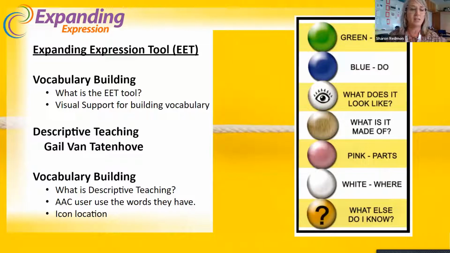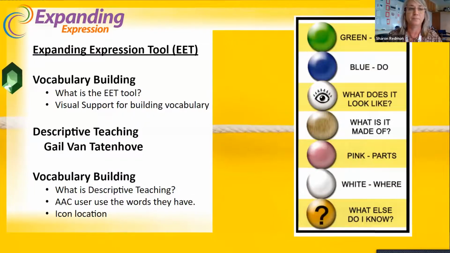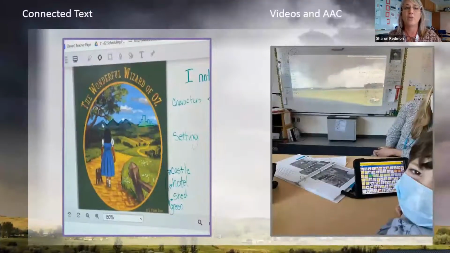So AAC users need to know where the words are in order to use the words, right? They need practice in icon location and to know where that is so that they can access those icons. Otherwise, they become passive participants when we are doing interactive and shared reading activities. So how do I go about that?